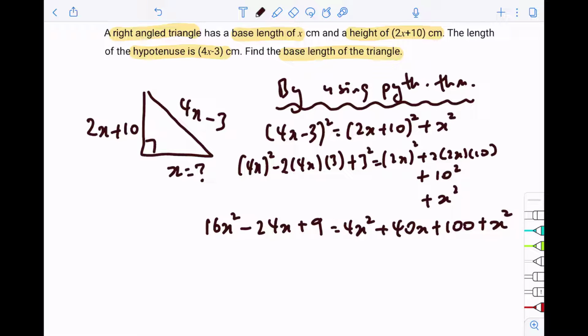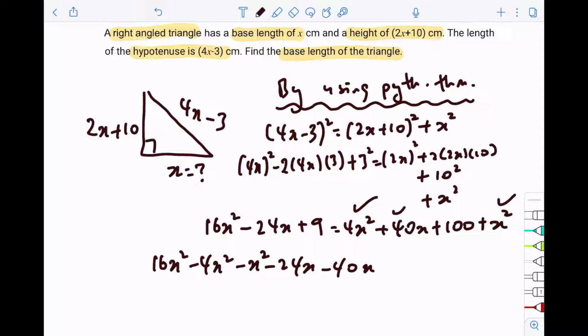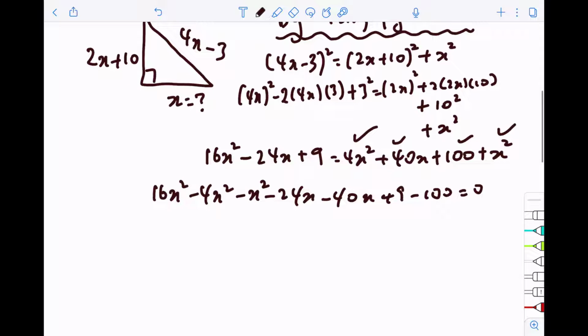Now you bring all of the terms to the left side. So 16x squared minus 4x squared minus x squared, done. Minus 24x minus 40x, done. Plus 9 minus 100 equals 0. This is done as well. And this will be 11x squared minus 64x minus 91 equals 0.